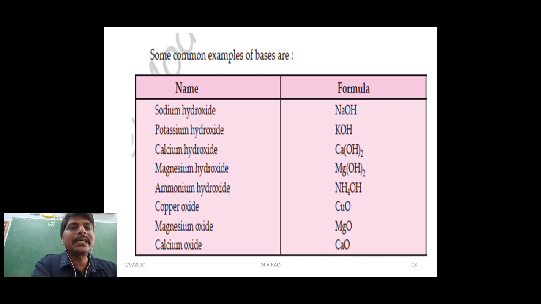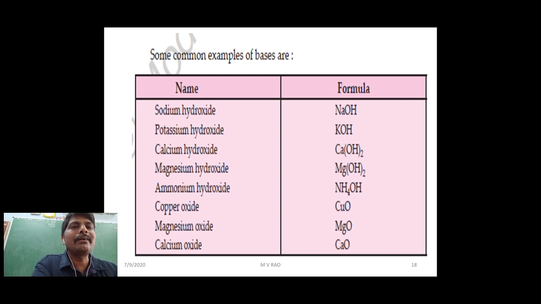Calcium hydroxide has another name, you know that name already: slaked lime. What is the name? Slaked lime. Magnesium hydroxide also has another name. What is the name? Milk of magnesia. Ammonium hydroxide is also known as ammonia solution.